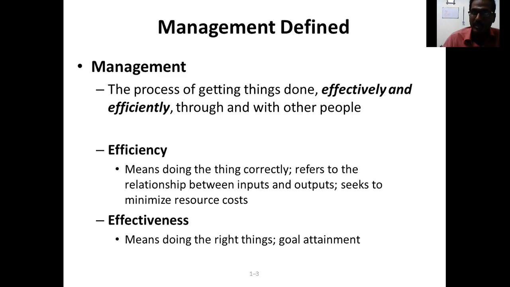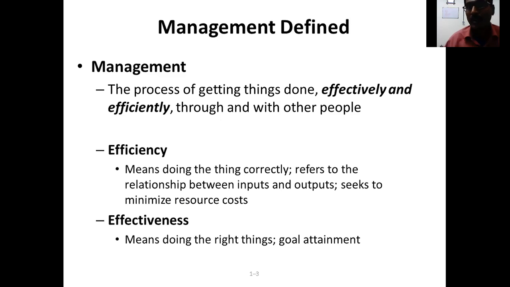If he is not performing everything himself, then he is a manager. The manager should have the skills, knowledge, right attitude, and leadership skills to get everything done so that the organizational goals are achieved. Here it is mentioned effectively and efficiently. So, what is efficiency and what is effectiveness? Efficiency means doing things correctly. That is, don't do wrong things, do things correctly. It refers to the relationship between inputs and outputs.